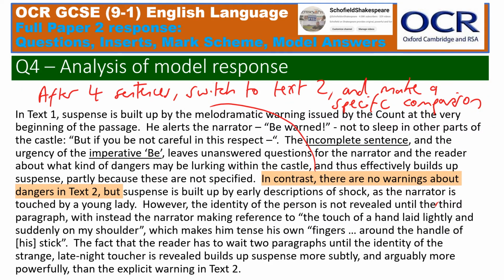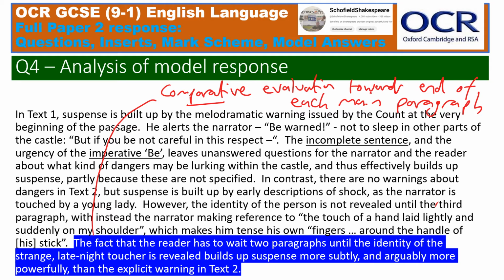It's important not to spend too much time on one text and to make a specific comparison, which I do here when I point out there are no warnings about dangers in text 2. Following some point making about the suspense in text 2, backed up with an embedded quotation and some evaluation, I conclude the paragraph with some comparative evaluation. Arguably, the delay to the revelation about the identity of the strange late-night toucher builds up suspense more subtly and arguably more powerfully than the explicit warning in text 2.